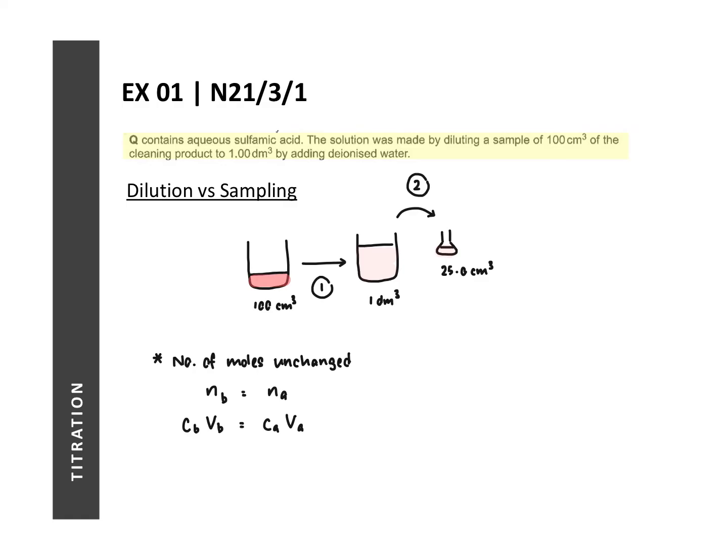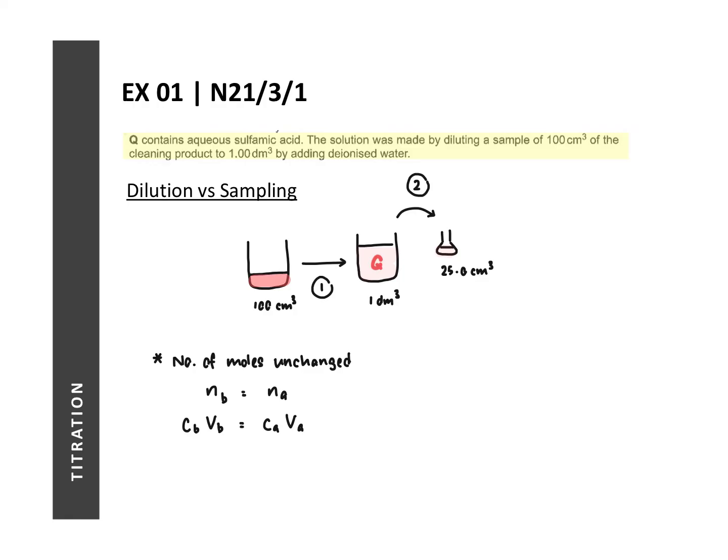Now, there are two important parts to this story that you need to take note of. Number one, there is a dilution procedure. So 100 centimeter cube of the cleaning product was diluted to 1 dm cube, which is equivalent to 1000 centimeter cube of solution. And then the solution that we get is solution Q, and from solution Q we pipetted 25 centimeter cube of solution Q out to titrate with sodium hydroxide. So this is the story behind the titration.